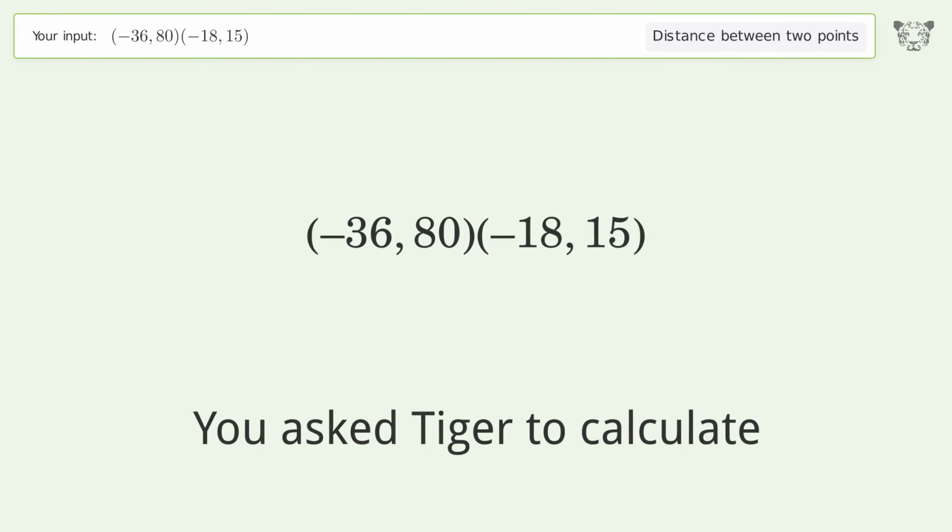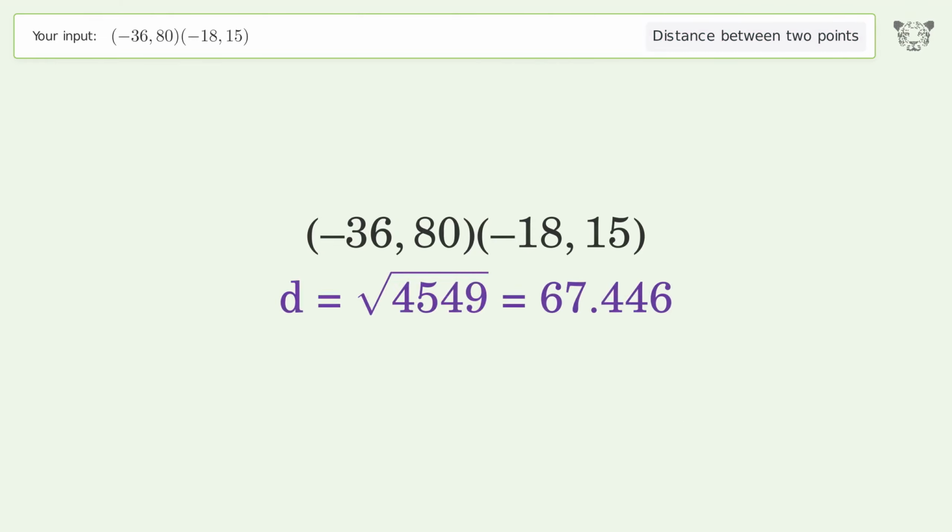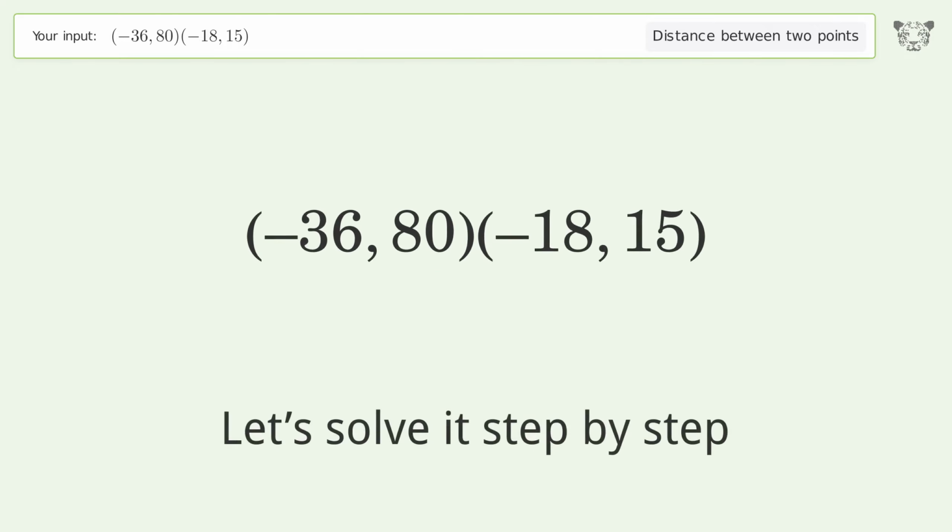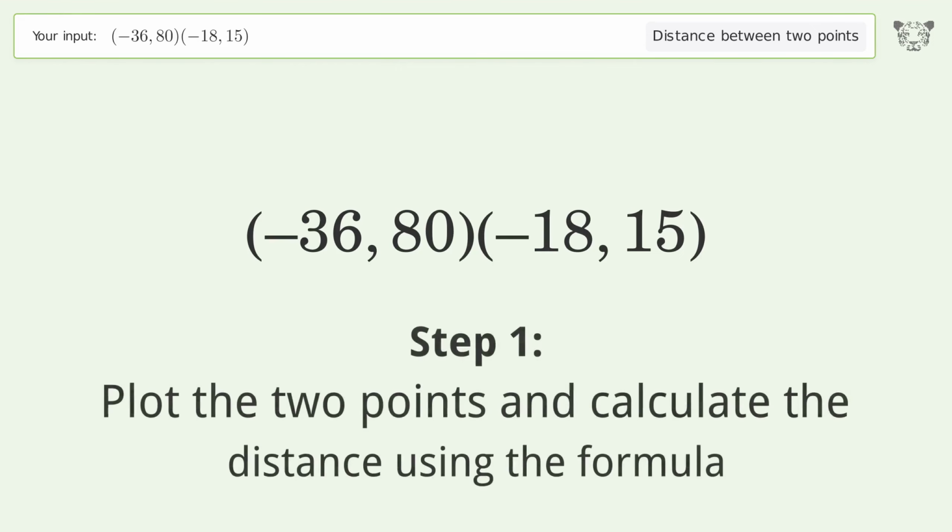You ask Tiger to calculate. This deals with the distance between 2 points. The distance between the 2 points is the square root of 4,549, or 67.446. Let's solve it step by step. Plot the 2 points and calculate the distance using the formula.